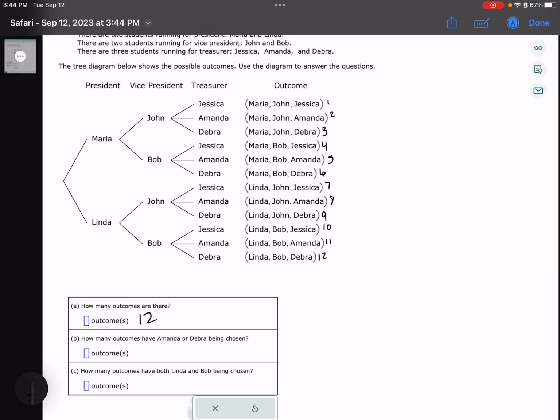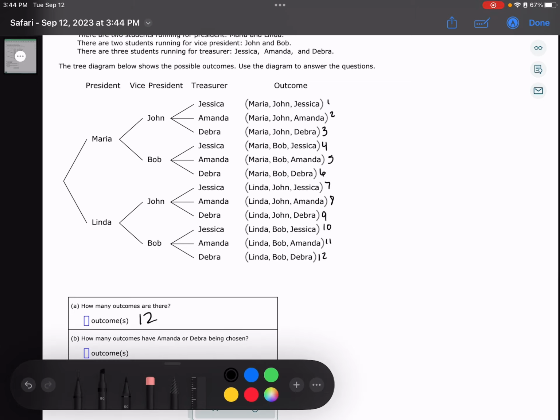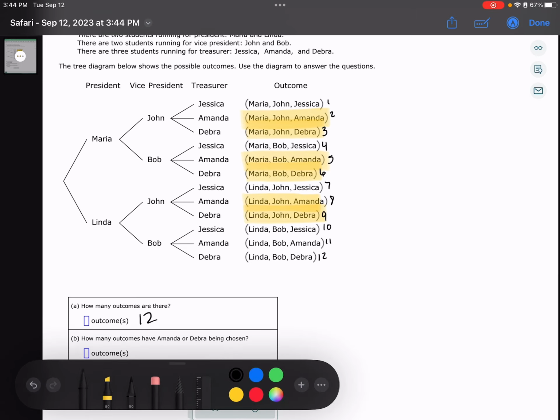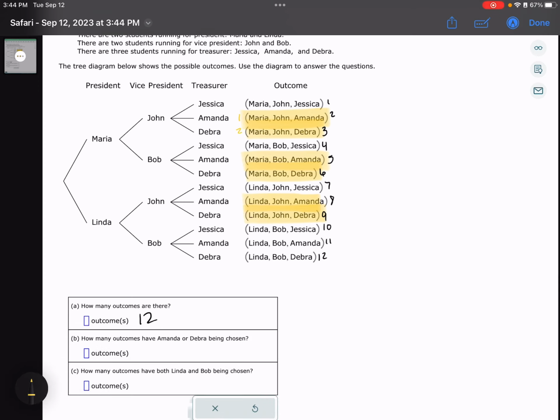Then I want Amanda or Deborah to be chosen. So anywhere I see Amanda or Deborah, I have 1, 2, 3, 4, 5, 6 times where that occurs. So my answer there would be 6.